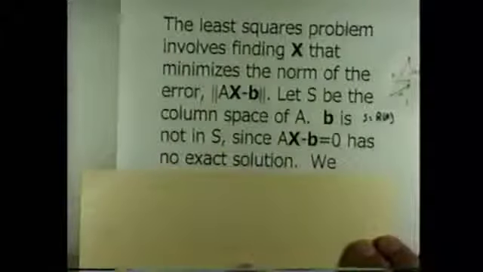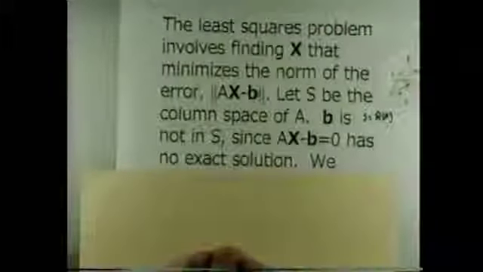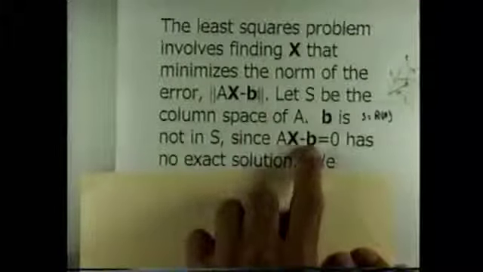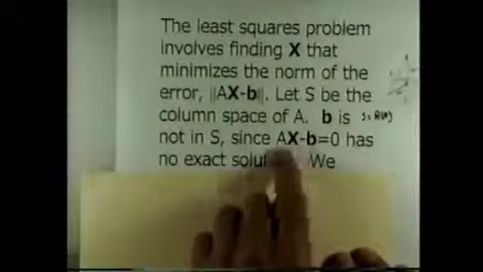The way I know that B is not in S is that if B were in S, then Ax minus b equals 0 would have a solution. But Ax minus b equals 0 has no exact solution. If it had an exact solution, then we wouldn't be trying to minimize the squares. We'd have the exact answer.